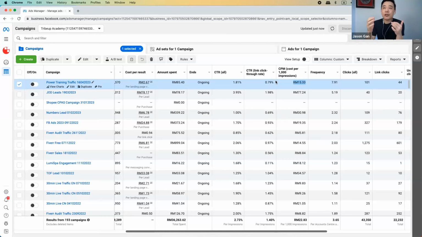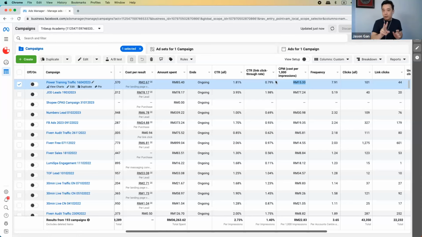Now, there will be situations where the CPM can fluctuate very radically from time to time, like, for example, festive season, where there are a lot more advertisers coming in, or let's say there's a sales season like Black Friday. When there are more advertisers coming into the market, it will push the CPM up high. So you have to understand CPM fluctuates, but you need to maintain a benchmark on what kind of CPM you should be maintaining.